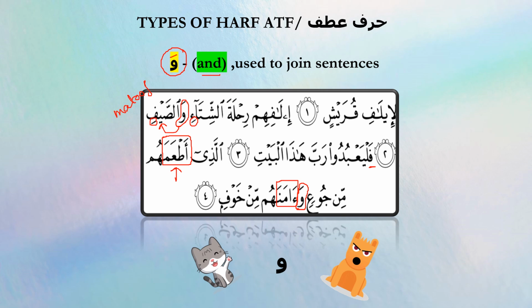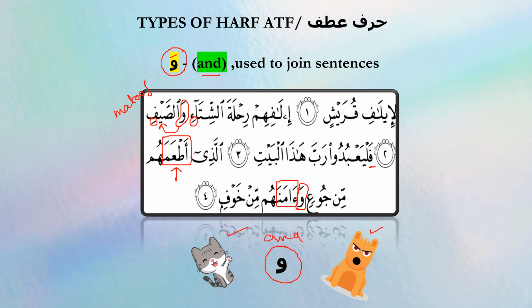It can be past tense, it can be present tense. So it will follow the same structure. Usually you will see the same structure before and after the harf atf wa. So it gives the meaning of and, like dog and cat. The simple way to understand it is a dog and a cat.